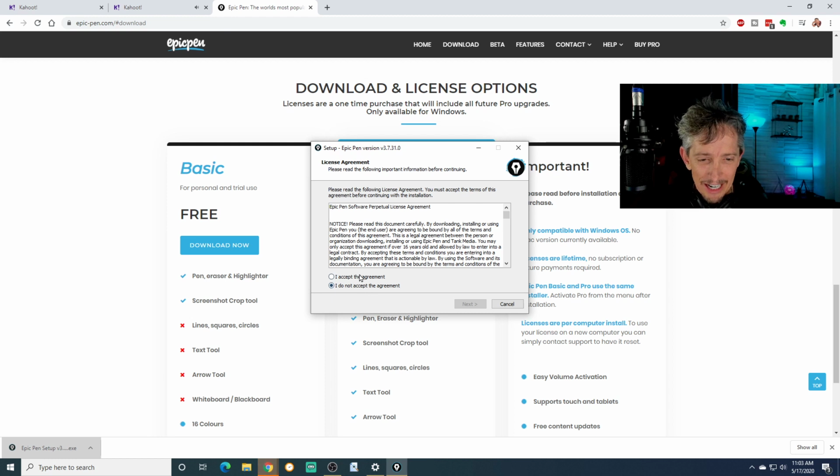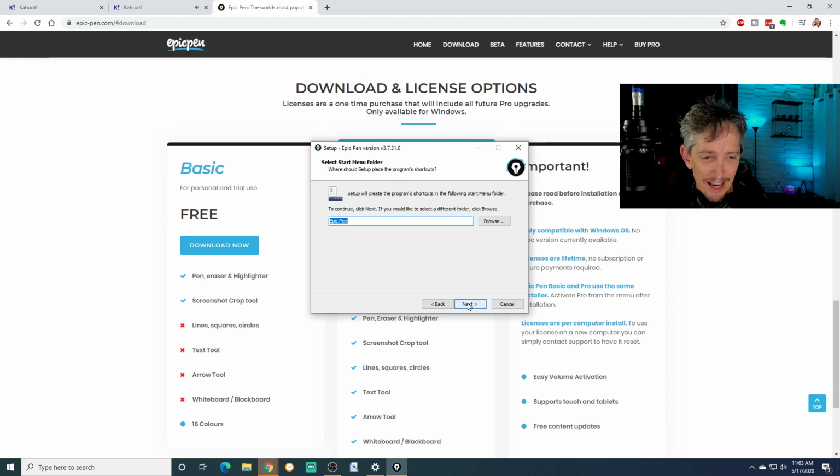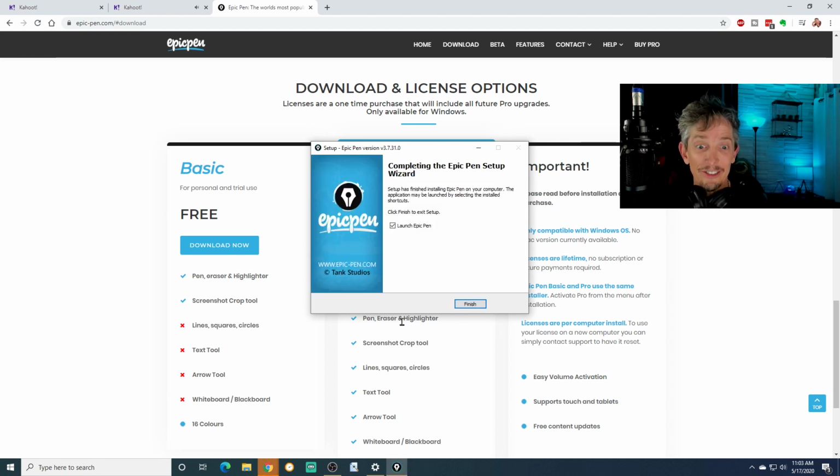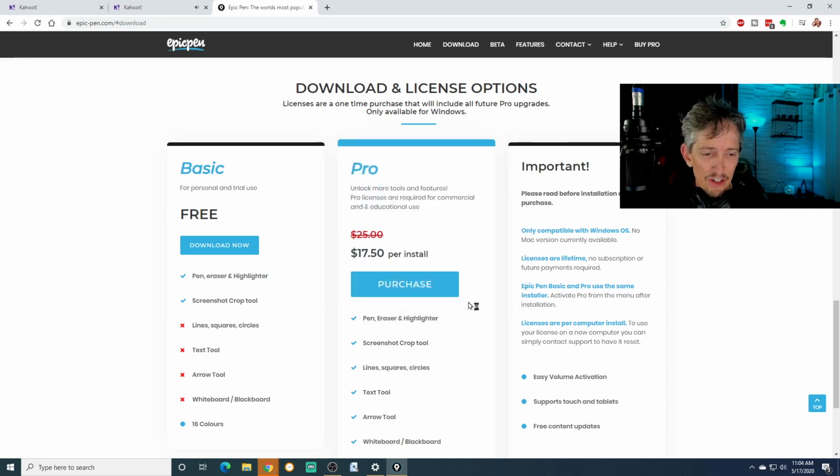It's asking me for authentication. Great. I accept. Yes, yes, yes. Create a shortcut on the desktop. You bet. Why not? Install. Because I just realized I'm going to want to annotate and draw on the screen. Launch. Okay, great. Epic Pen is great. I have a license for it that I use, and it's great. Let me test it out real quick.